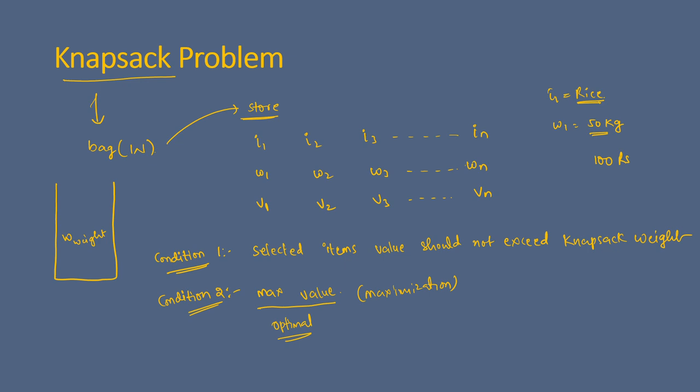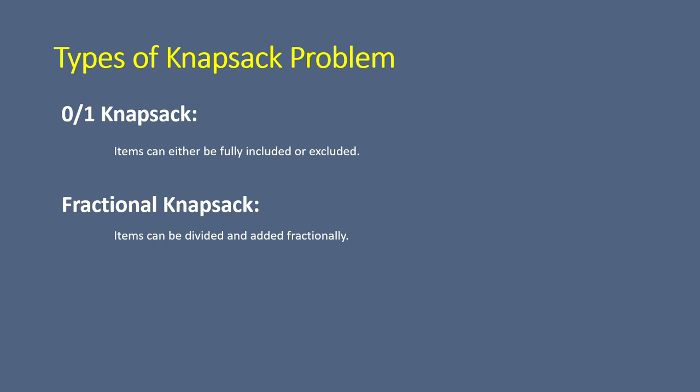Let us know what types of knapsack problems there are. The first is the 0/1 knapsack problem. The second one is the fractional knapsack. What is meant by the 0/1 knapsack problem? 0/1 means the item which you have chosen, either you fully include or exclude, but you can't take part of that item.